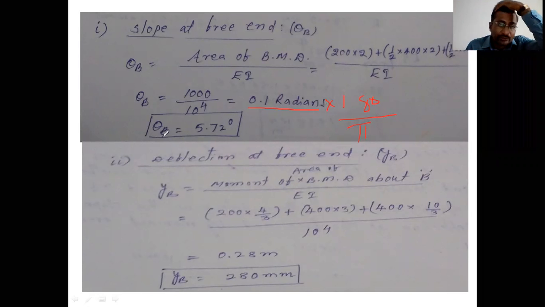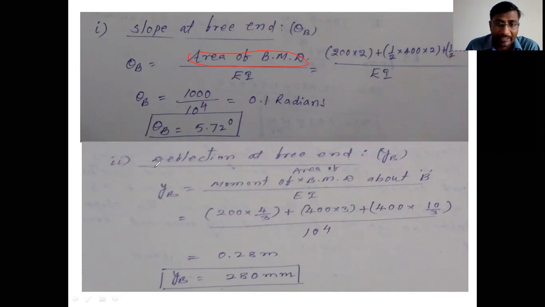Okay, students, slope at free end is 5.72 degrees. It is the maximum slope in the beam. So, to find this slope, you need to find the bending moment diagram area. To find the bending moment diagram area, you have to be able to draw the bending moment diagram for the given beam.